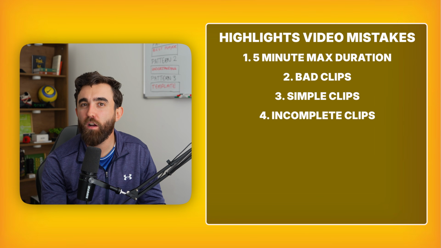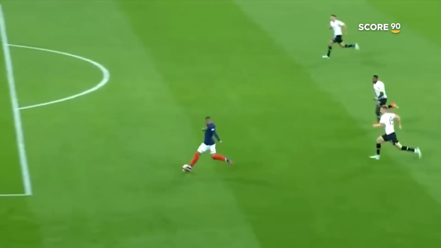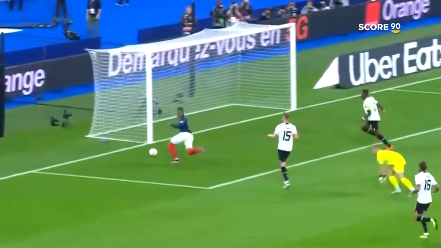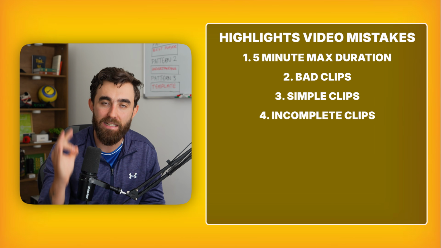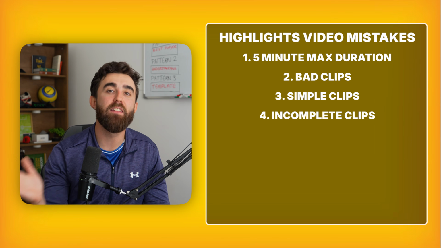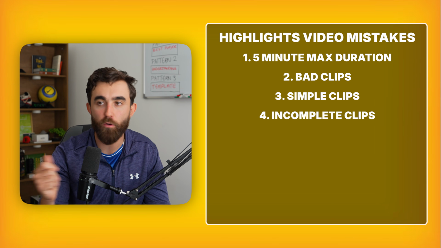Incomplete clips. Now, I've kind of covered this already, but a lot of players will add a clip where they've gone past the player and the cross is really bad, or the pass is really bad, or they lose the ball. That's an incomplete clip. You do not want to add that. Add clips that are complete, where you get past the player and then you play a good pass, or you have a good shot on target, or you have a good cross.